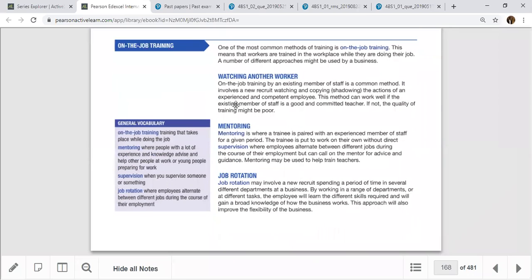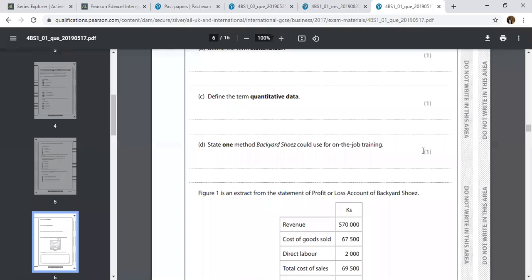So we have to apply this knowledge to the case study, because even though it's a 1 mark question, they're asking: state one method that Backyard Shoes could use for on-the-job training. Mainly there are retail shops, which means there are sales representatives, shop assistants. So you can say mentoring. You can demonstrate how to sell this shoe to the customer.